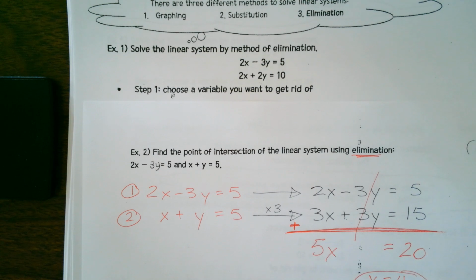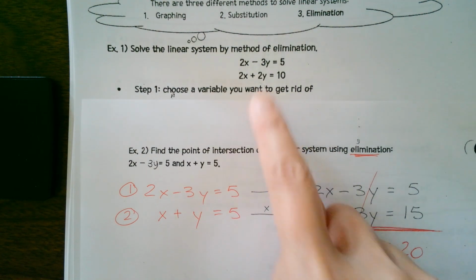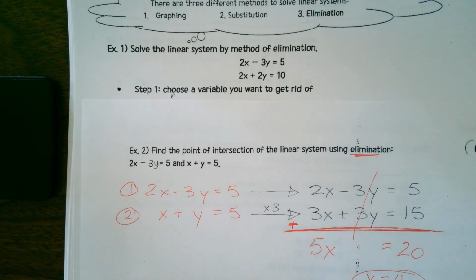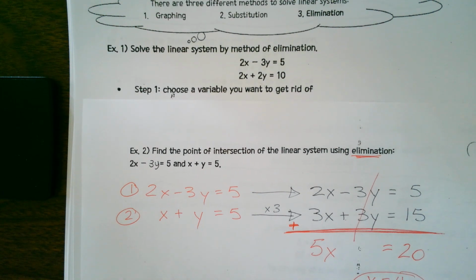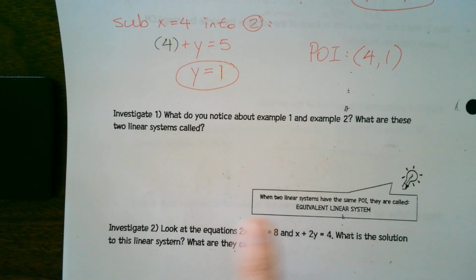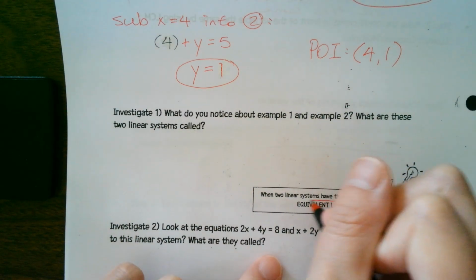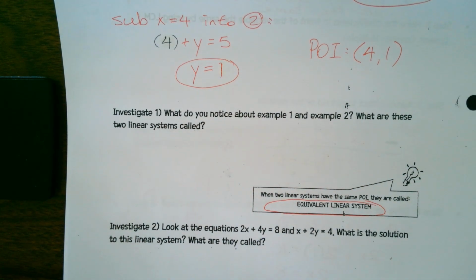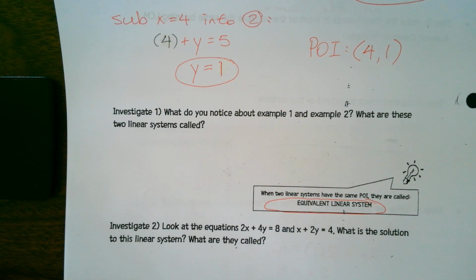So what is this called? When this system and this system are equivalent linear systems. It's actually written right here. Okay. So when one equation is just a multiple of another, we call these equivalent linear systems. So it's essentially basically the same equation. We just solved it twice.